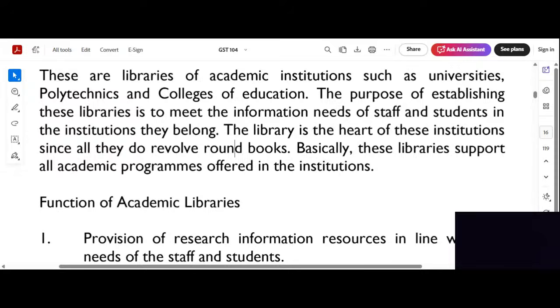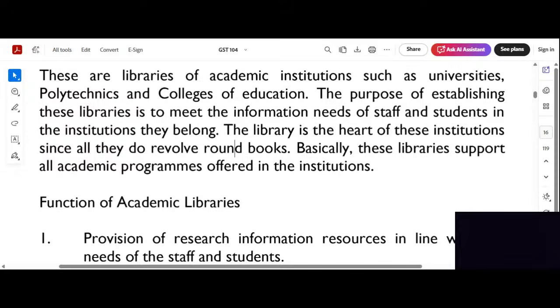So it will not make sense for an art student to enter the library in Lagos Study Center and they say that we don't have books on art. It's only science books we have here. No, no, no, no. That is not an academic library. It must serve the information need of all students and staff of that institution. And then all the programs that institution is running, is offering, there must be resources on them in the academic library.